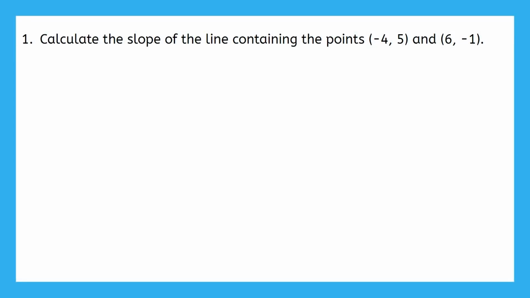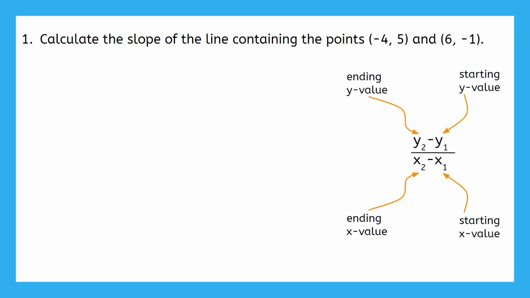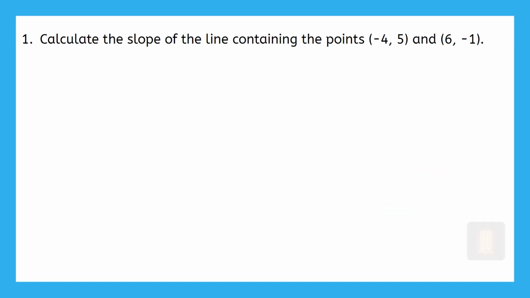This problem says to calculate the slope of the line containing the points (-4, 5) and (6, -1). You may be thinking that you could just plot these points on a graph and count the change in y and change in x like you learned in the previous lesson, and you totally could. But the numbers in our coordinates won't always be this nice. So for this problem, be sure to use the concept we just talked about to do your calculations. Pause the video now and calculate the slope on your own.